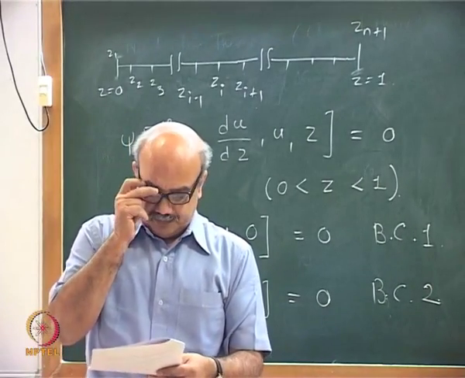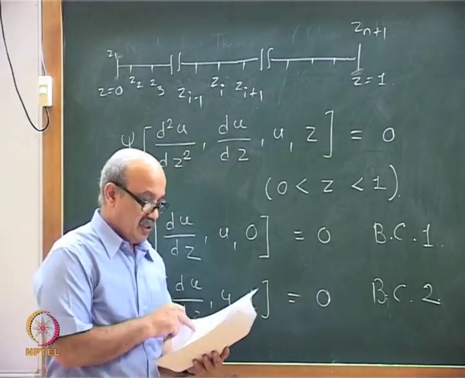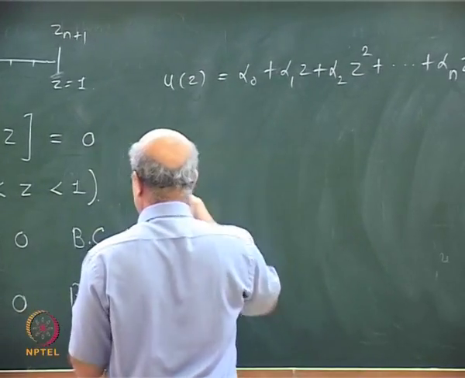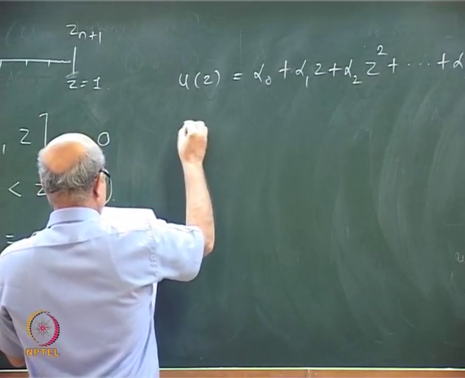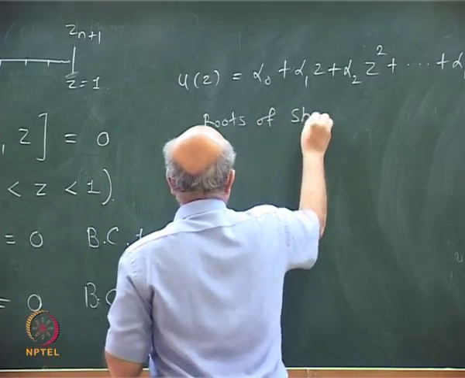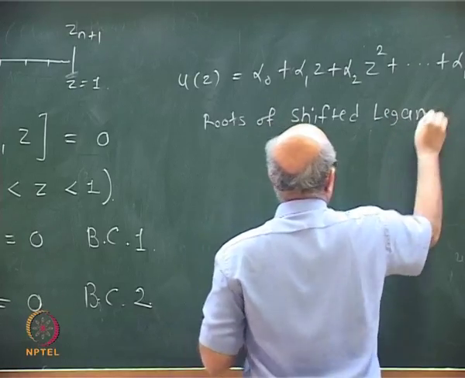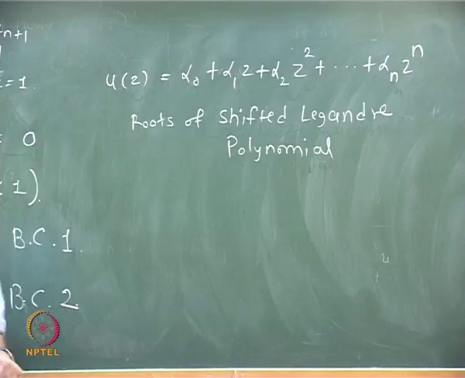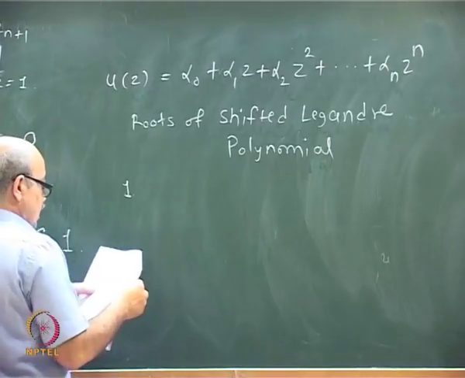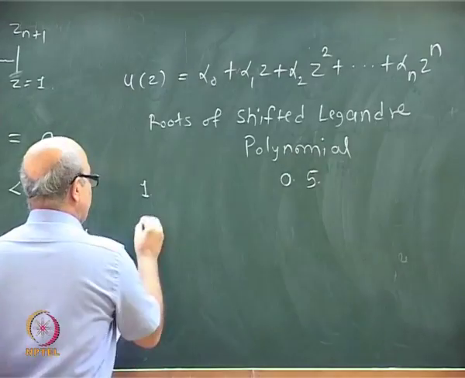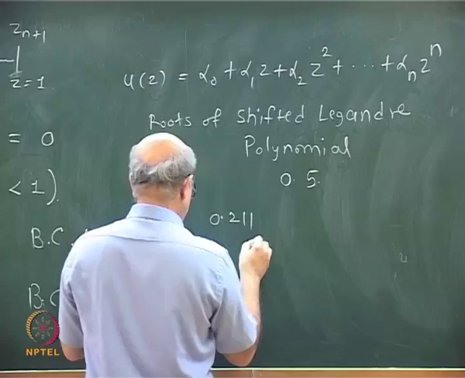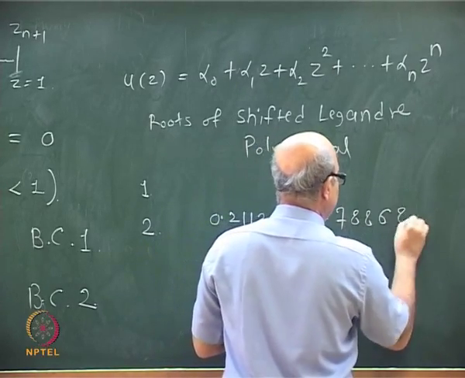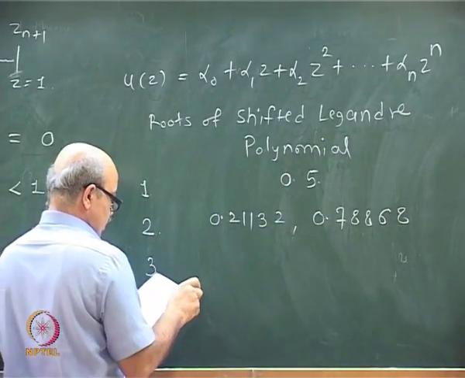So these collocation points are going to be chosen at the roots of shifted Legendre polynomials, which are given in the lecture notes. I'll just list them here. For example, if I take the first order polynomial, then the root is at 0.5. If I take the second order polynomial, then the roots are at 0.21132 and 0.78868. If I take the third order polynomial, then I have three roots.